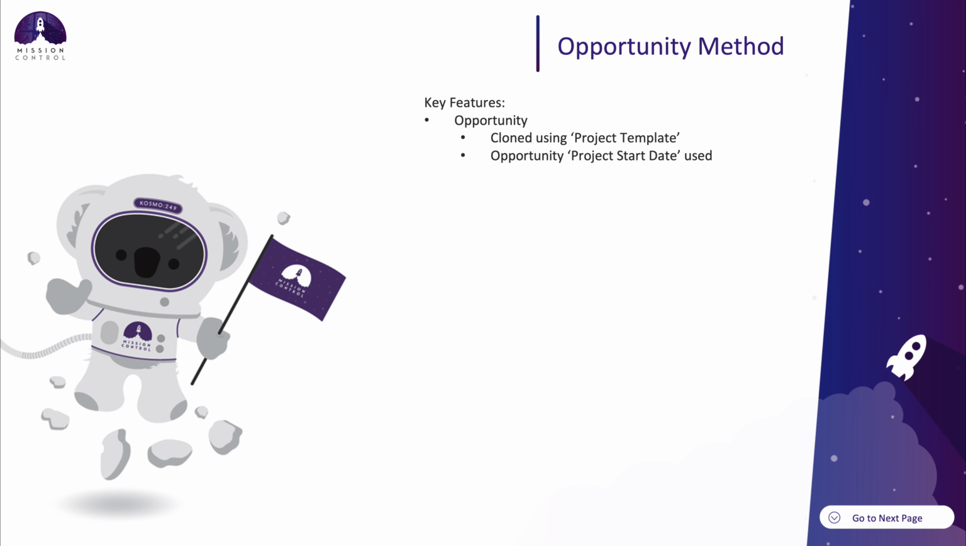And the way this differs from the other generation methods is that it allows you to clone an entire project plan based on the project that is specified as the project template on the opportunity. So this will clone the entire project plan exactly as it exists on the template. So all of the milestones, the actions, the checklist items, with the first action in the project being scheduled to occur on the project start date, based on that project template.